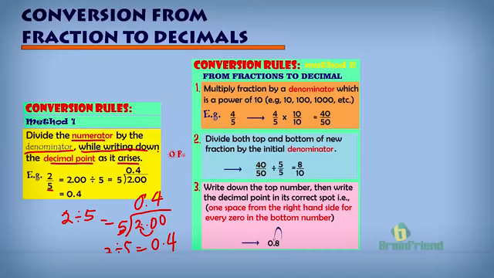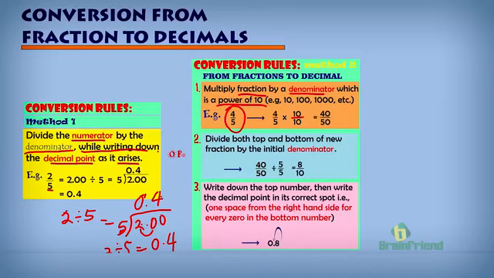Let's take a look at the other way. The second method lists out 3 different rules. The first rule says that we multiply our fraction. Let's say 4 over 5 was given to us as a fraction. We multiply 4 over 5 by a denominator which is a power of 10. Let's multiply our fraction by 10 over 10, which, of course, will give us 1.